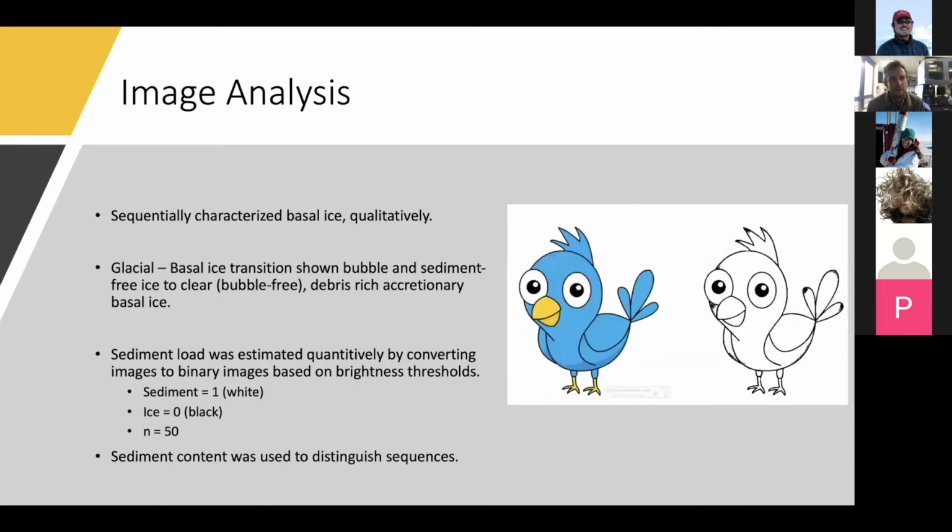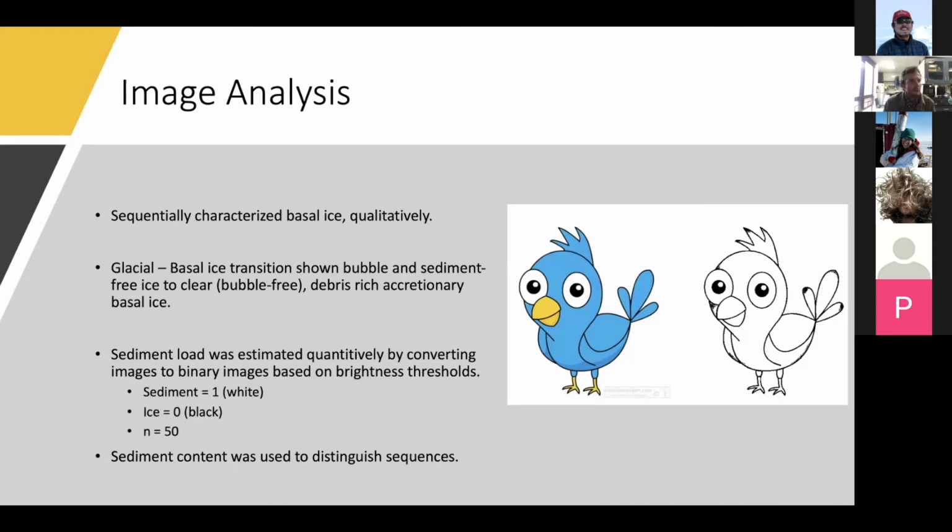So for our image analysis, we first started off with sequentially characterizing the basal ice qualitatively via visual inspection of the images. We identified the boundary between glacial and meteoric ice underlying the accreted, or the transition between the meteoric and underlying basal ice, by the transition from ice containing bubbles and very little transparency to a bubble-free or transparent clear ice that is the basal ice layer, and it also contained sediment. So that transition is what we used.